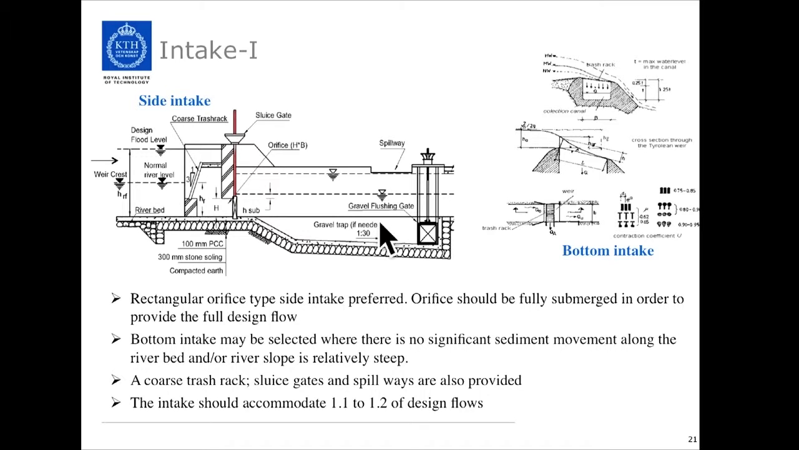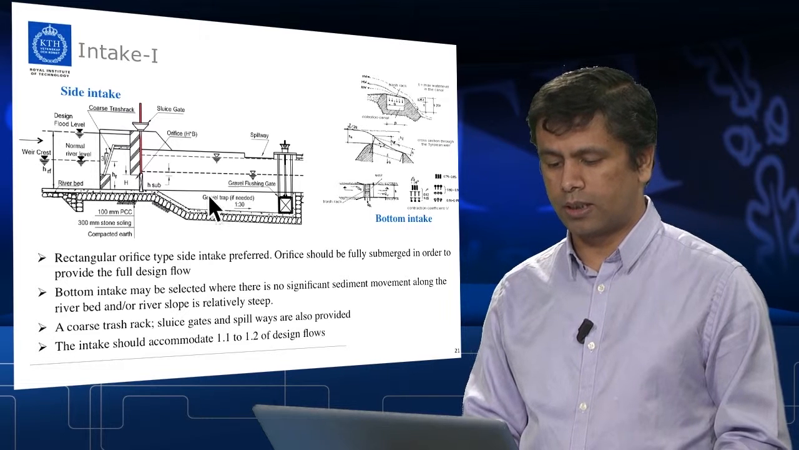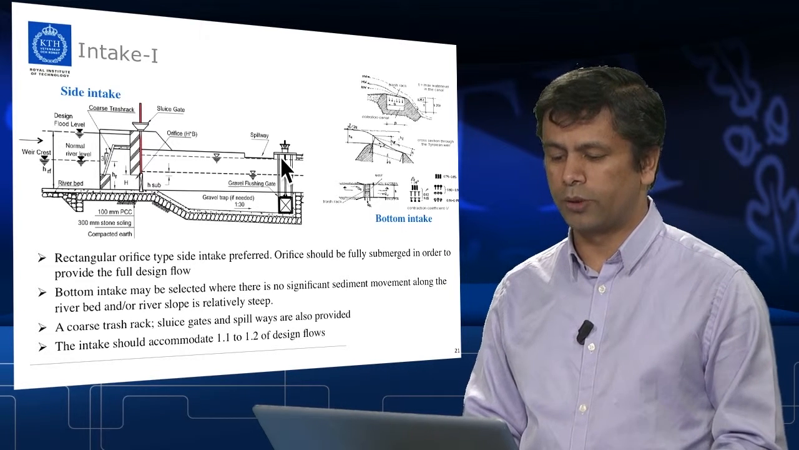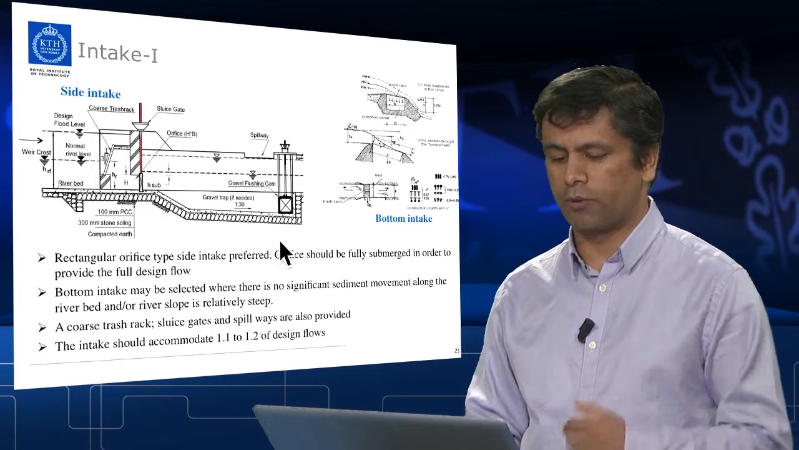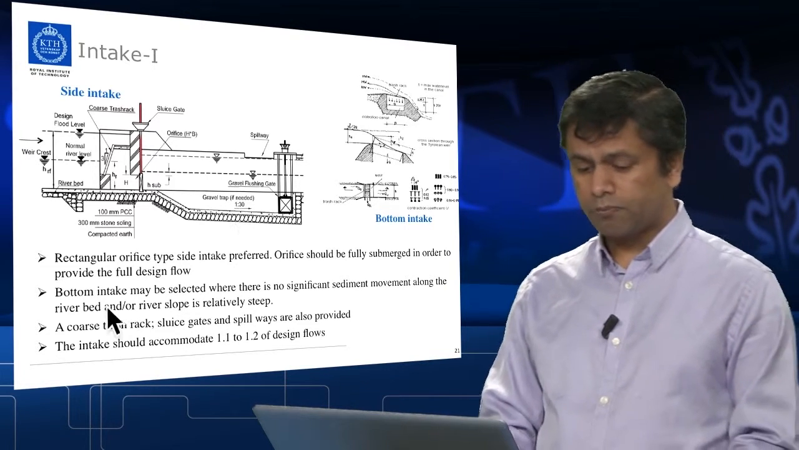So, it will not allow debris to enter the intake structure, and there is a sluice gate to control the flow. As I said previously, the main function of the gravel trap is to trap the gravel particles, and once the gravel reaches a certain volume, you can use this flushing gate to flush the gravel out of the gravel trap.